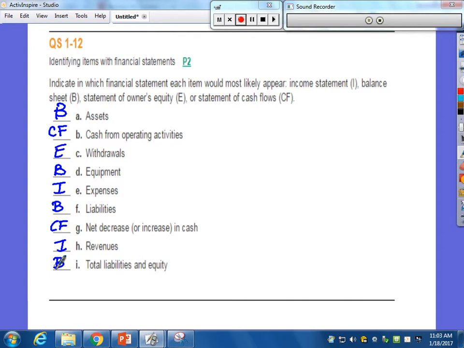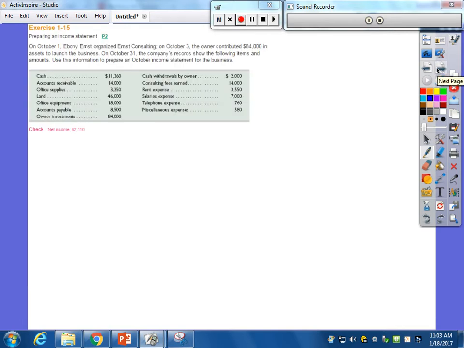So we don't miss 15. Ready to go? All right. So the next one was exercise 1-15, and it says preparing an income statement. On October 1st, Ebony Ernst organized Ernst Consulting. On October 3rd, the owner contributed $84,000 in assets to launch the business. On October 31st, the company's records show the following items and amounts. Use this information to prepare an October income statement for the business.